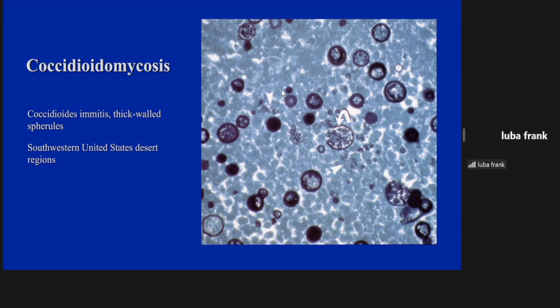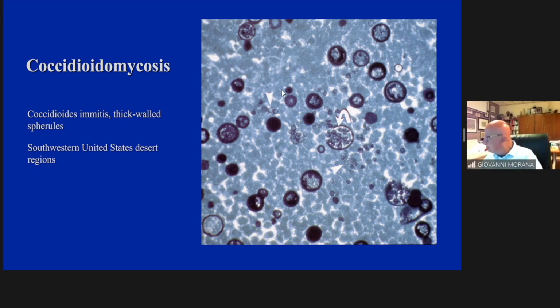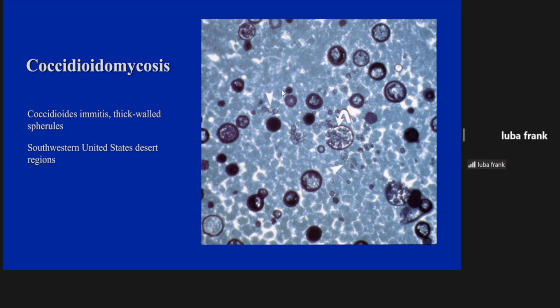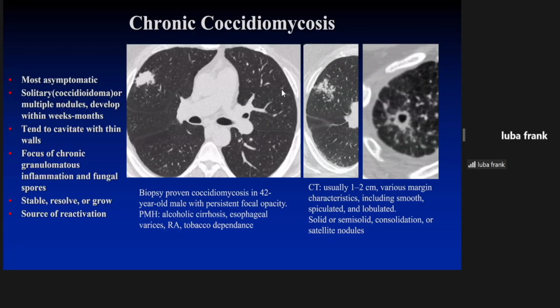So this is also an important entity to recognize and remember when we're looking to differentiate between cancer or not cancer. It is caused by Coccidioides immitis, thick-walled spherules, as you see, in the southwestern United States in the desert regions. It's also called valley fever. It is a very severe disease when it is disseminated, but it also has specific different forms. Most of the patients would be asymptomatic.